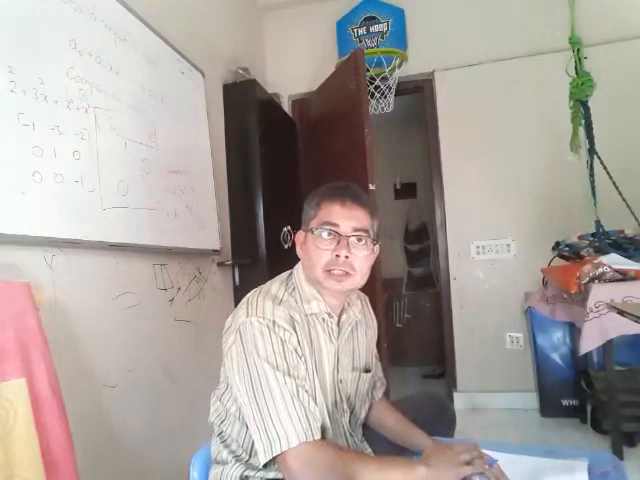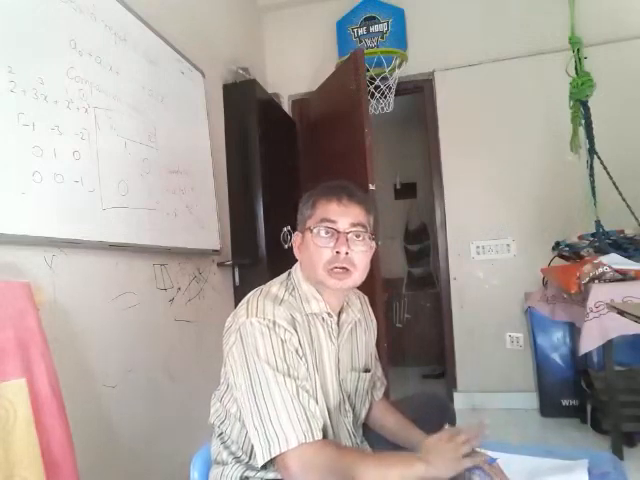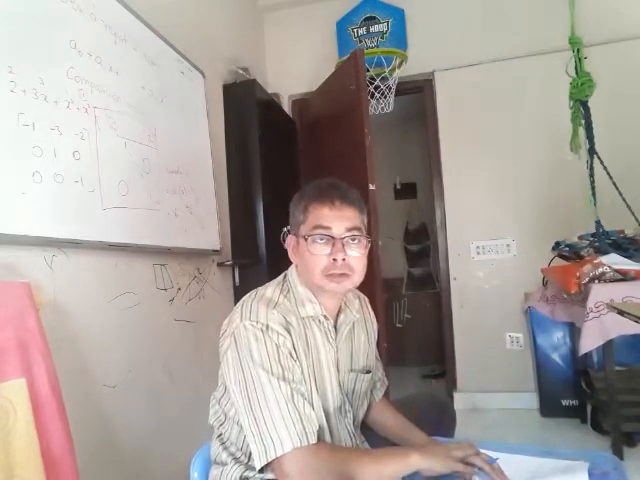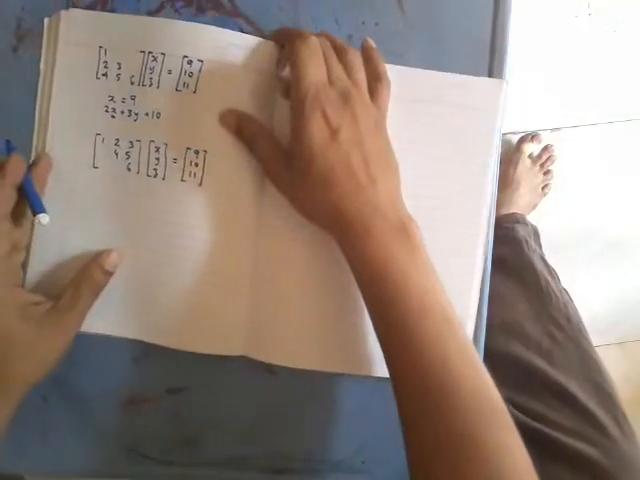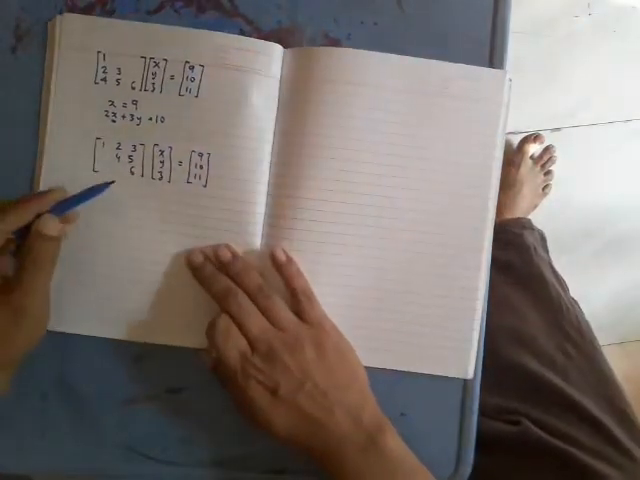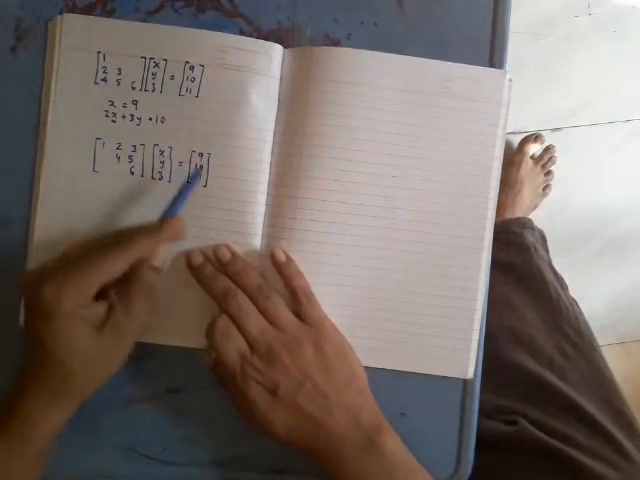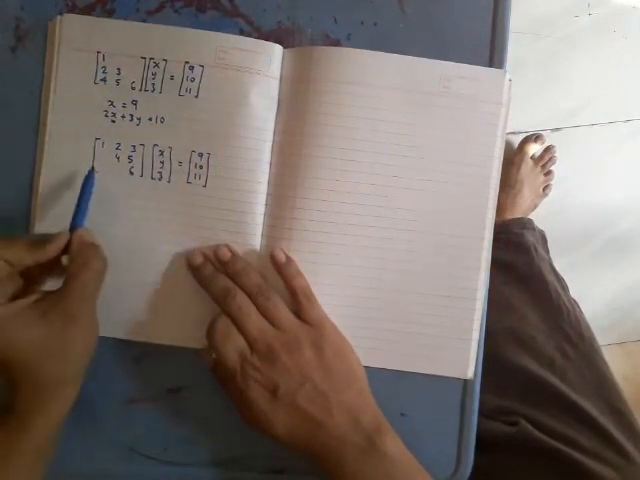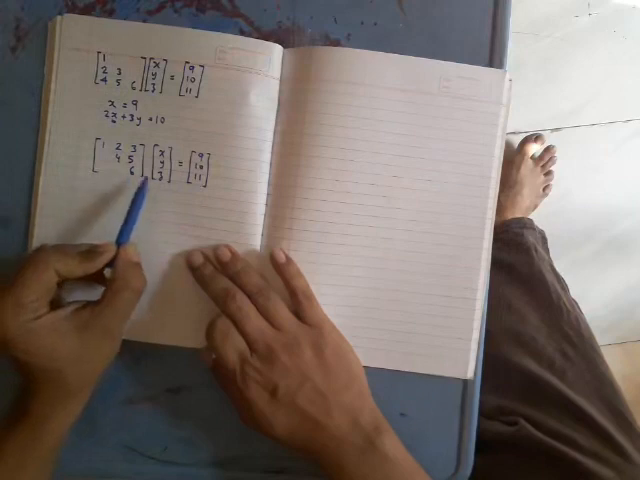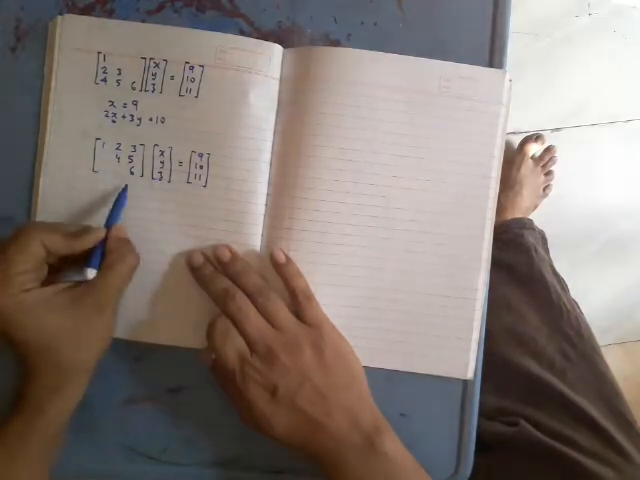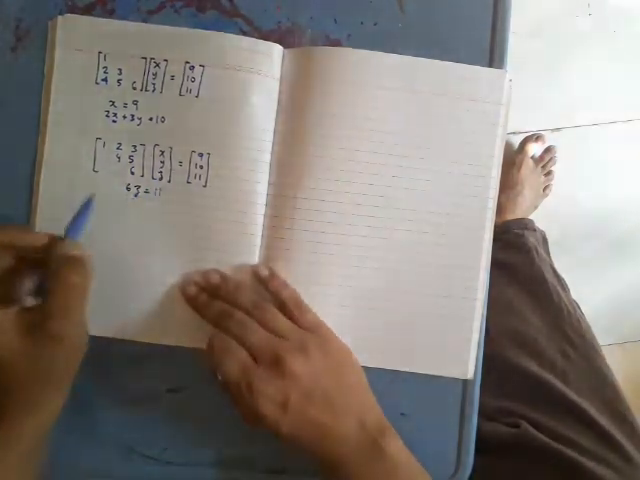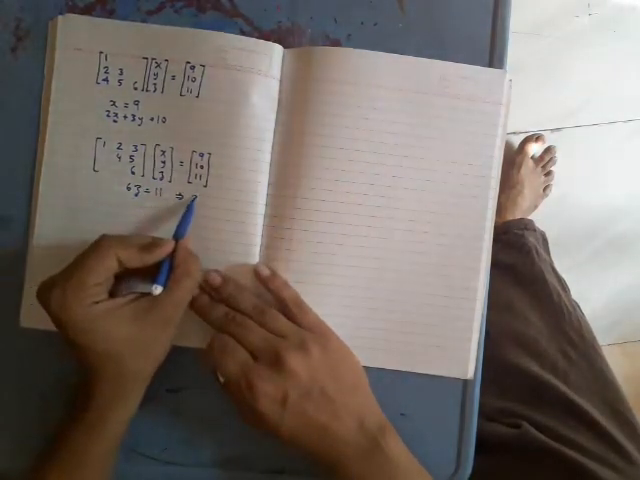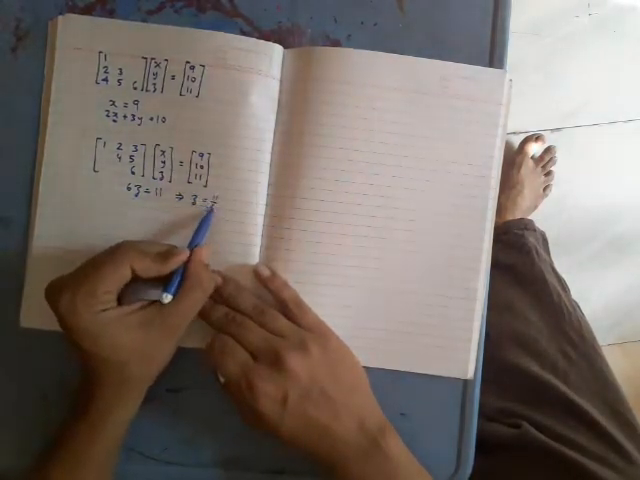A very similar technique works for upper triangular matrices also. Here we shall employ just the same thing in reverse order, namely backward substitution. Let's look at this example. Here the last equation involves only z, so you can immediately see that from 6z is equal to 11, you get z equal to 11 by 6.